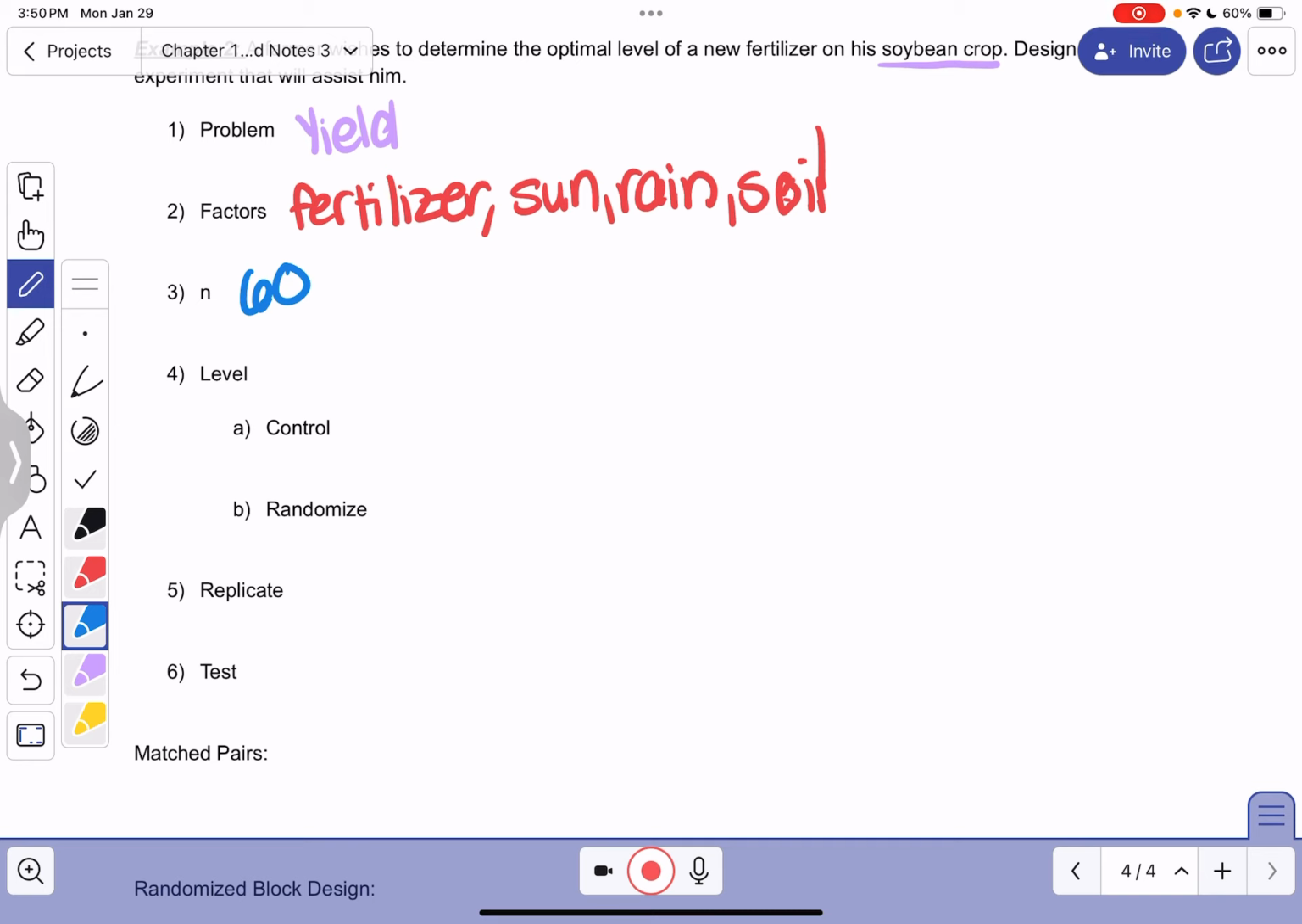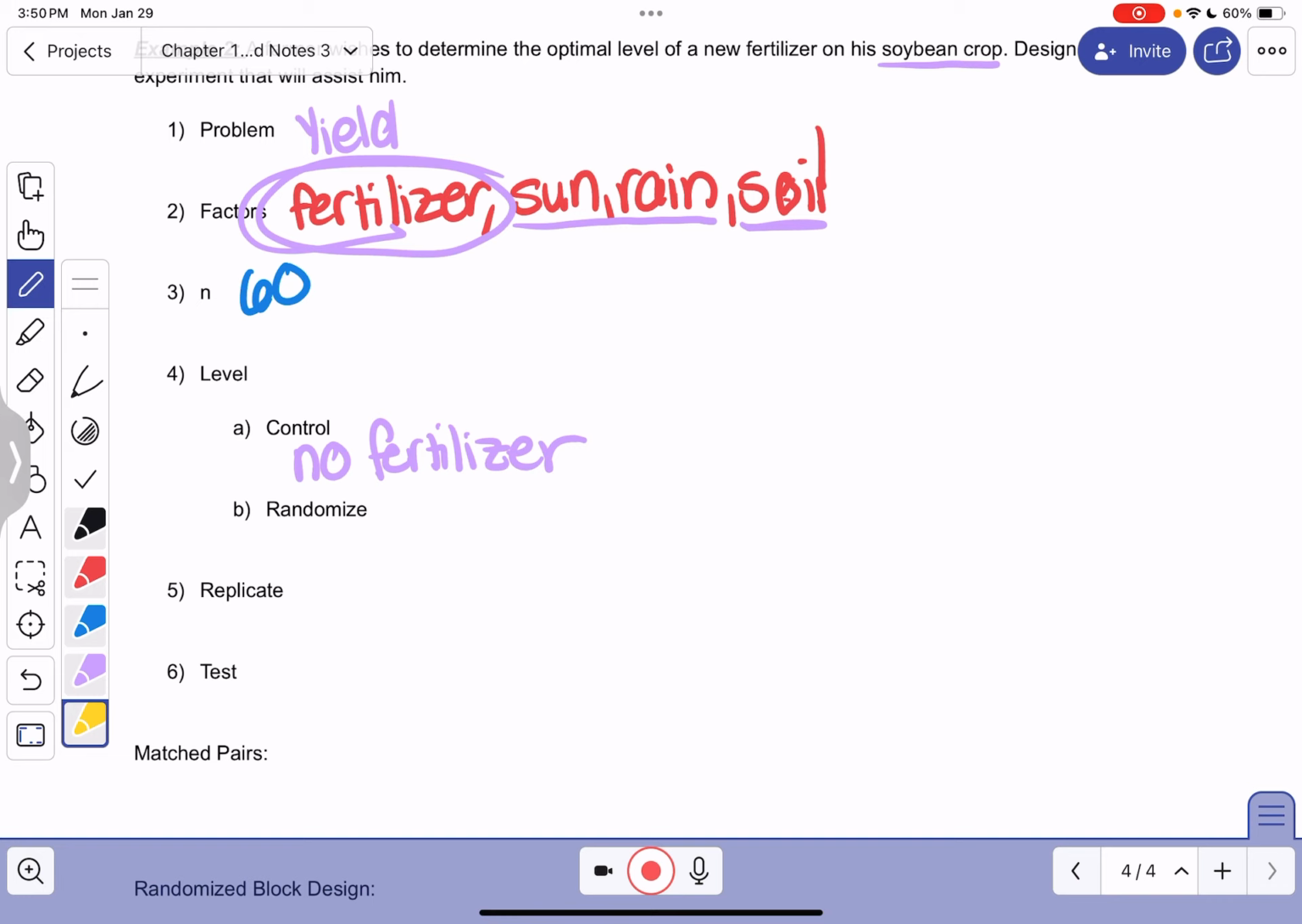All right, let's say we have 60 plants. So how many groups do we want to do? Well, let's think about how we can factor this. The sun and the rain can't be controlled. You can't control the sun and the rain. But if they're all in the same place, then it's going to match anyway, so that doesn't matter. And as long as we plant them all in the same soil, by doing that, our only treatment that we're going to worry about is fertilizer. So our control is no fertilizer.